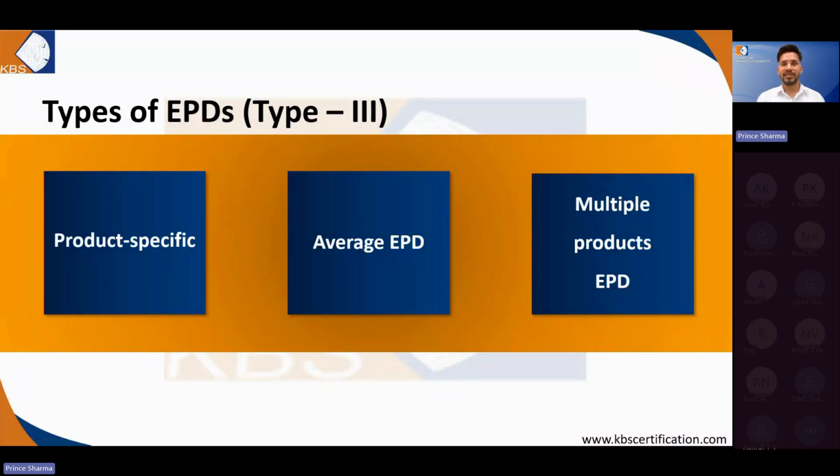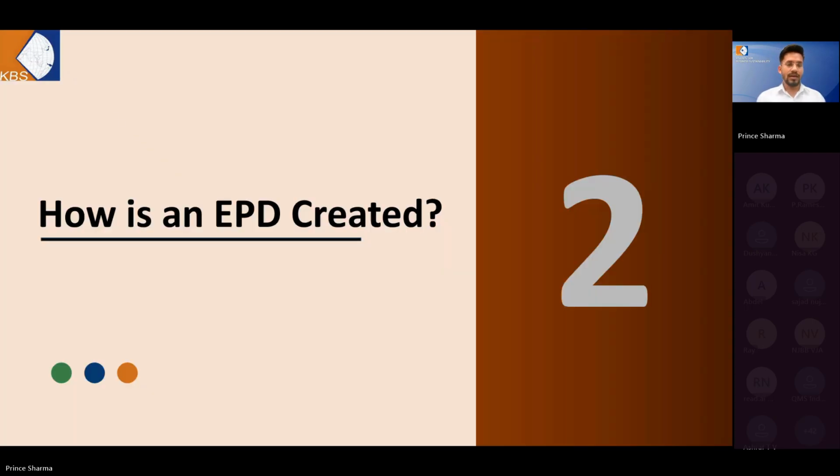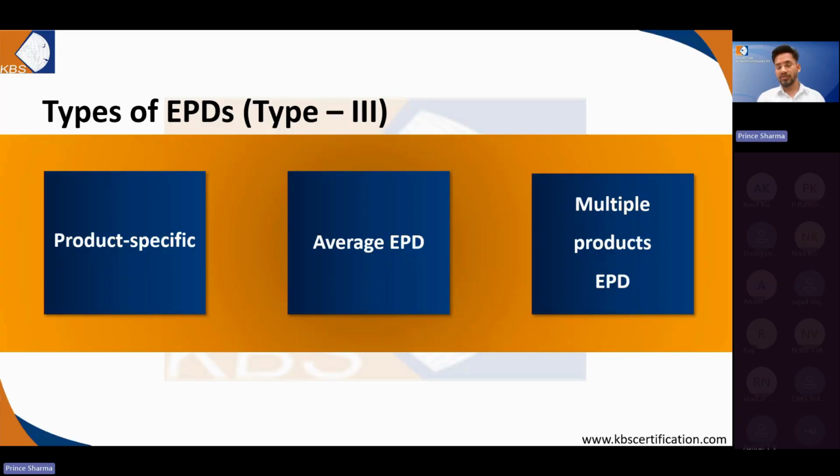So in worst case EPD, what we try to do, we try to take all the data, and we say that we are only taking the worst data for publishing the EPD. So that is the worst case EPD. And that too we only use when we are having a very high uncertainty in the data. That is why we say that we are taking this worst case EPD.